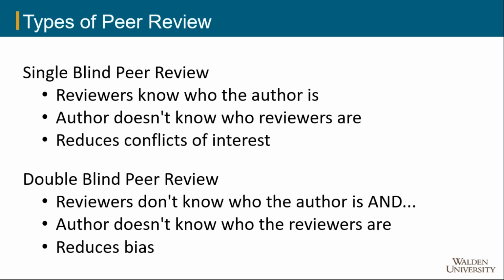Now, the next one is double-blind peer review. In double-blind peer review, on the other hand, the reviewers do not know who the author is, and the author doesn't know who the reviewers are. The benefit of having the identity of all parties be completely anonymous is that this can help to minimize some types of bias that might arise.